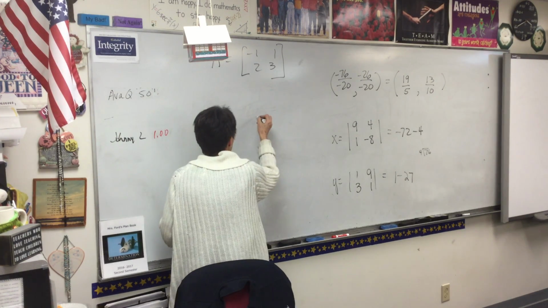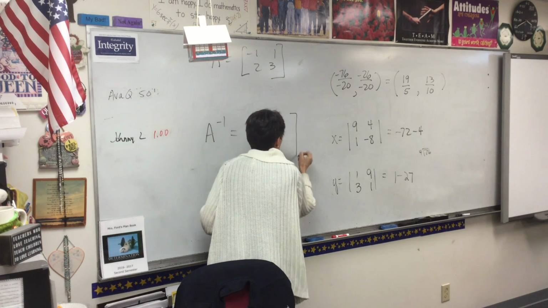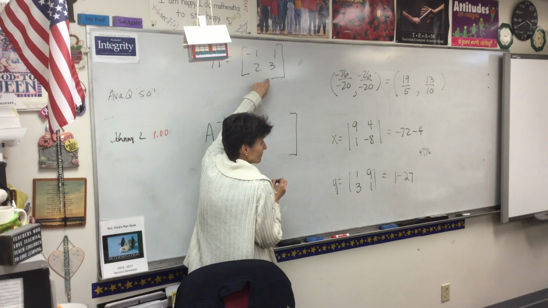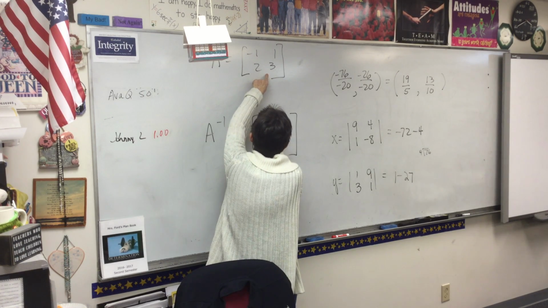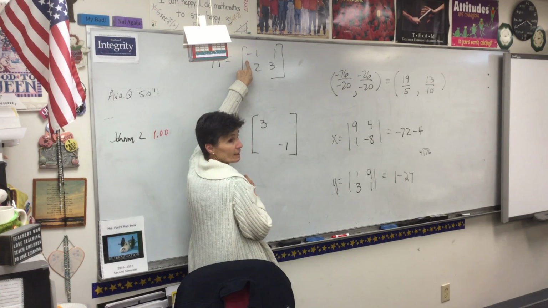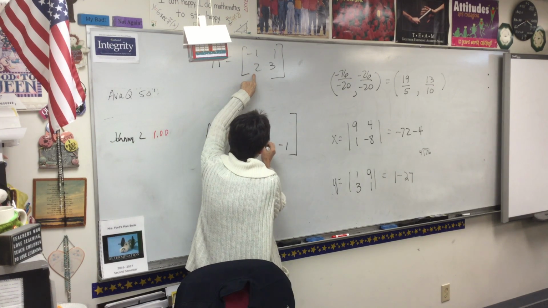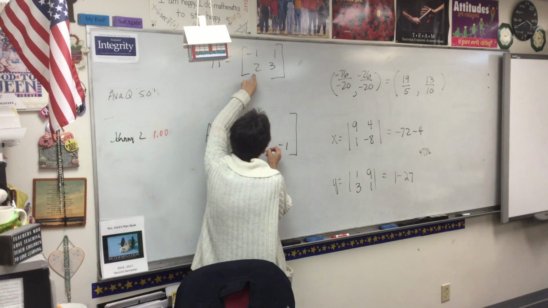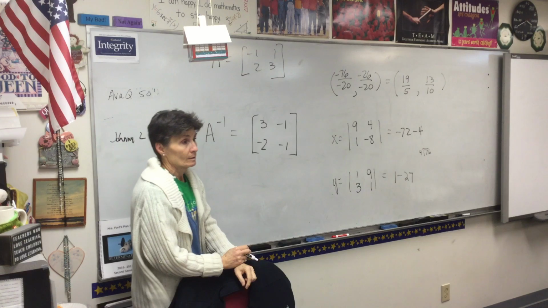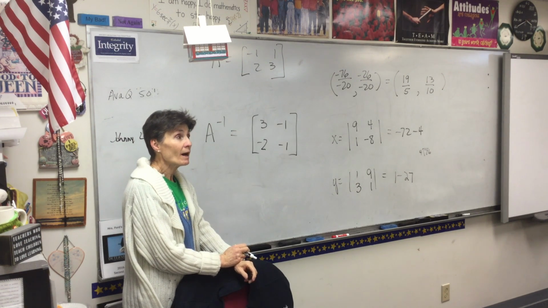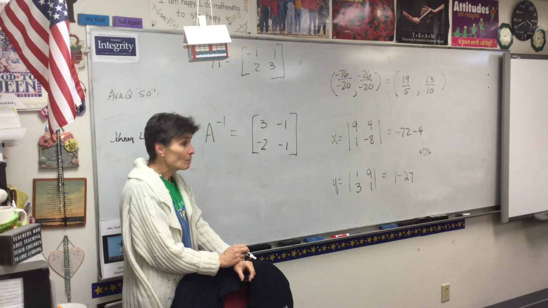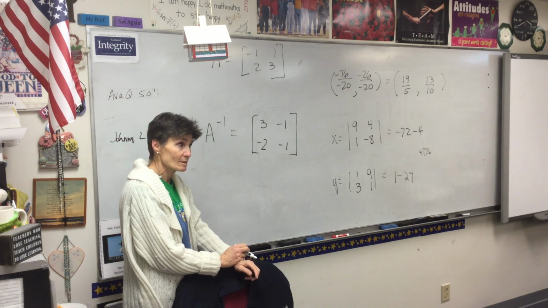Okay, so she says I'm gonna build a new matrix. And I'm gonna flip these two numbers. So that means the 3 will go here and the negative 1 will go here. And then this will become a negative 2, and this will become a negative 1. Now somebody will put that down as the answer, and I will have to make some corrections.